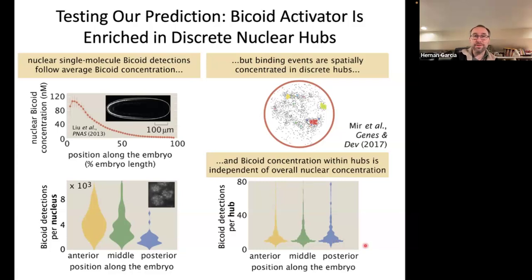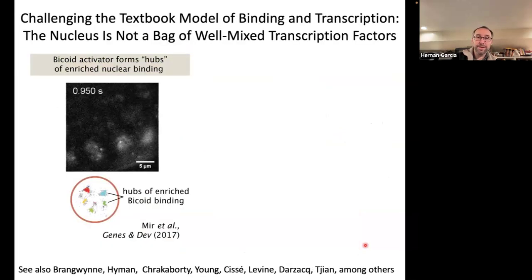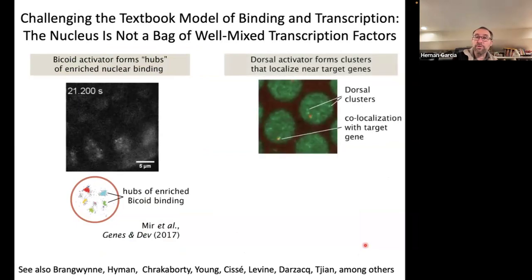And this adds to this increasing body of evidence that, again, the nucleus is not a well-mixed bag of transcription factors. I showed you how bicoid seems to be present in clusters. We've also found clusters of this other transcription factor called dorsal. People have seen them all over the place. And it's been a little bit tricky to figure out what they're actually doing, okay? So how do these hubs change our model? Or how could they change our model?